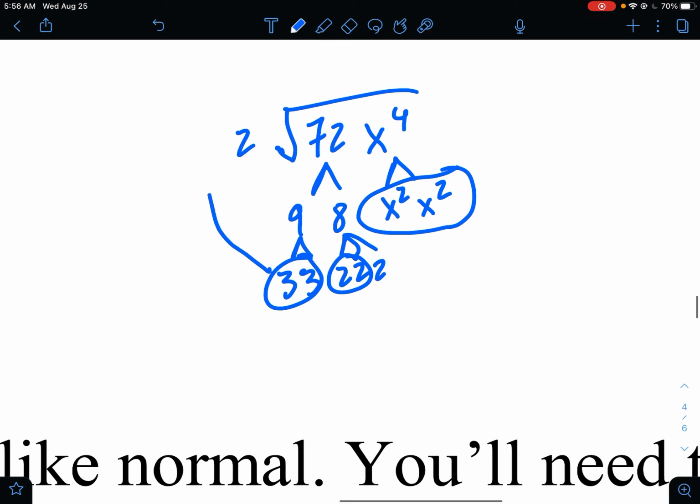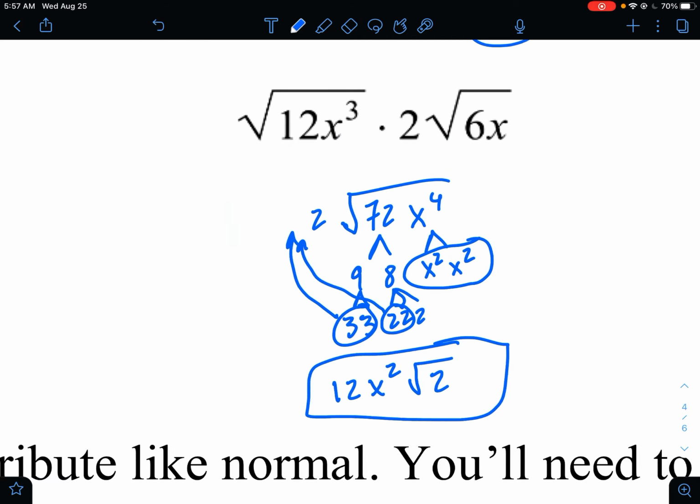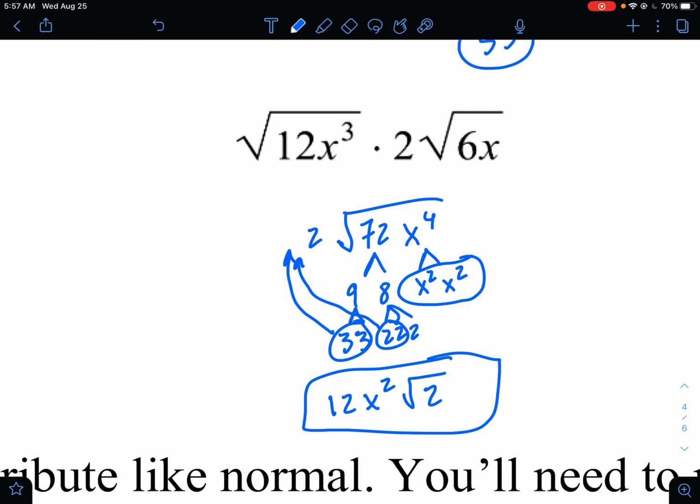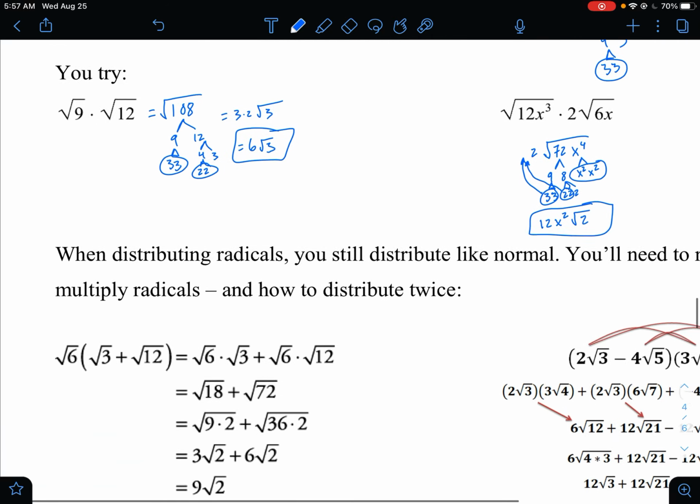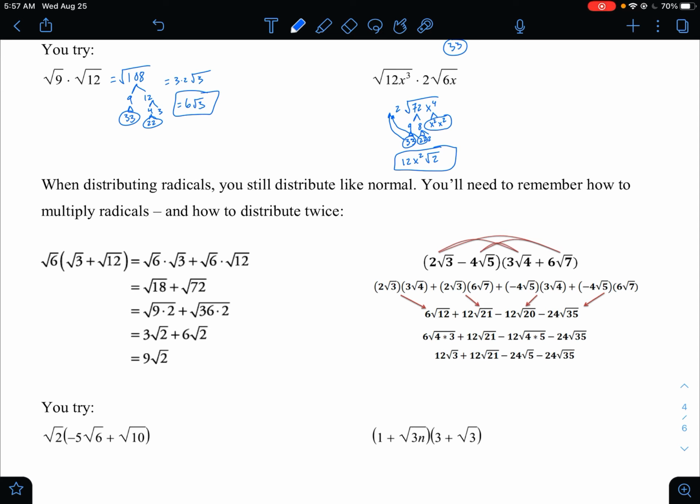So we got a 3 coming out. We got a 2 coming out to join the 2 that's already there. And then we got x squared coming out. 3 times 2 times 2 is 12. Sorry, I forgot about the x part. The x squared comes out. And then this little 2 guy is left over all by himself. So he'll stay inside. We got 12x squared root 2 for multiplying those two together. Nice. So this is pretty straightforward, pretty simple. You multiply things in front, multiply things inside, and then simplify the inside if you can.